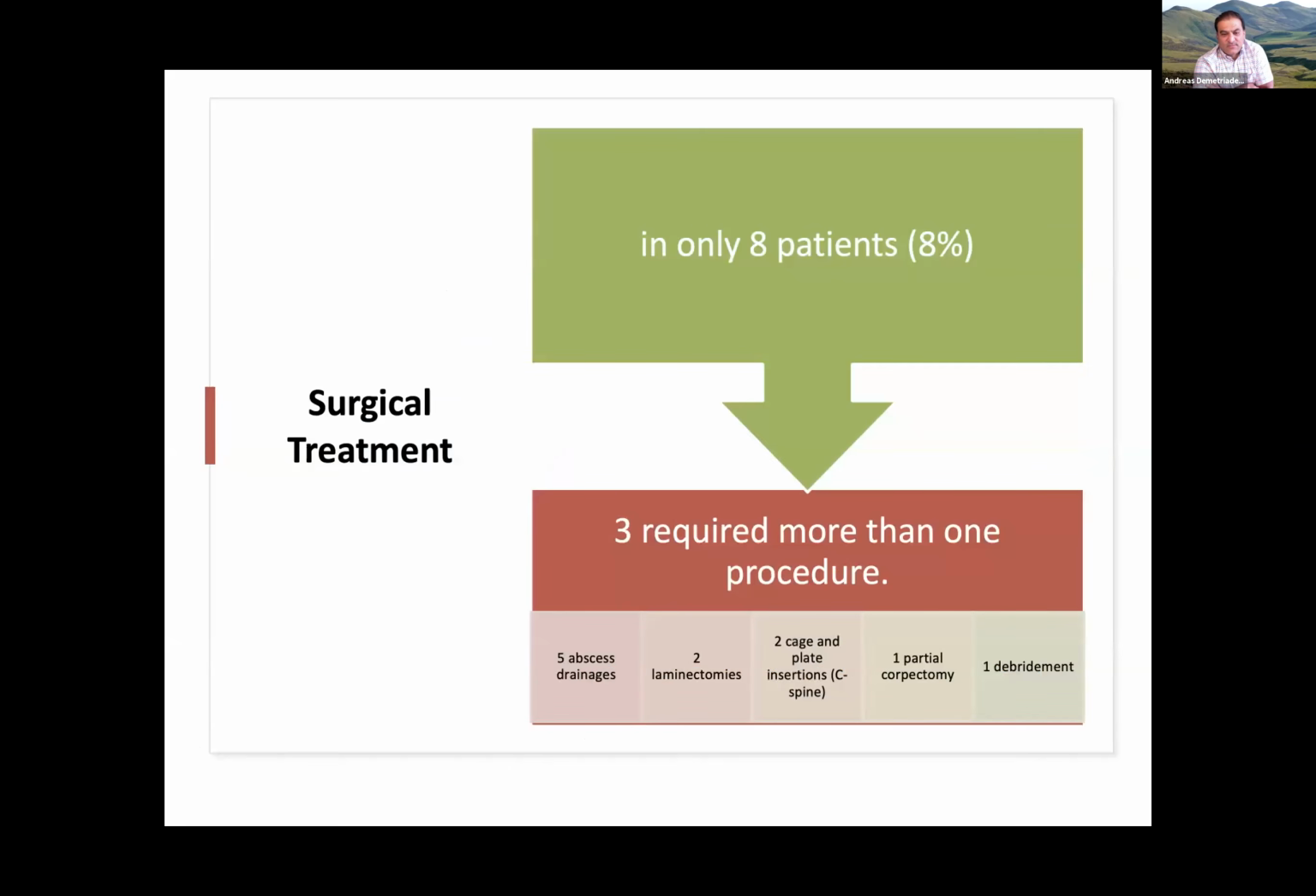Surgical treatment was offered in only 8 patients, 3 of which needed more than one procedure. You can see at the bottom, 5 were abscess drainages, 2 were laminectomies, 2 were cage and plate insertions for C-spine, 1 for partial corpectomy, again C-spine, and 1 debridement. Now, of course, there are other patients who were treated surgically, but these were not in this consecutive series. So I'm only giving you this particular window in 2018.